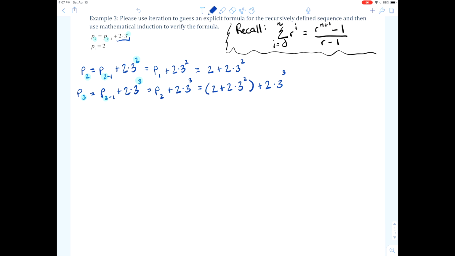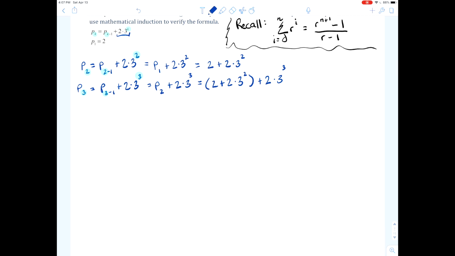Cool so far? All right, well, let's do another one. P4 would be P sub 4 minus 1 plus 2 times 3 to the 4th. For the reasons we mentioned before, that's going to give us P3 plus 2 times 3 to the 4th. Well, what was P3? P3 was 2 plus 2 times 3 squared plus 2 times 3 cubed. And then we'll have to add plus 2 times 3 to the 4th.